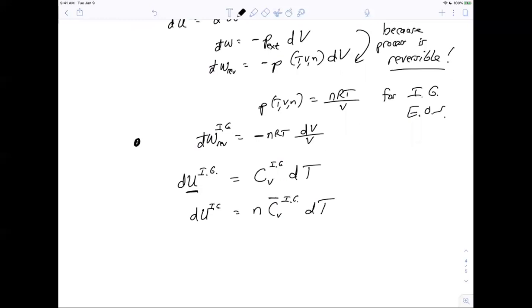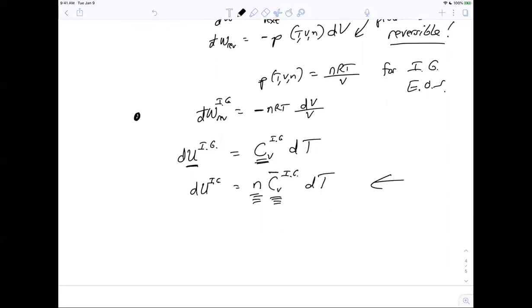CV bar, this guy, is molar. If we multiply it by n, we'll get the total CV, which is extensive. So we can write dU for an ideal gas is equal to n times the specific or partial molar constant volume heat capacity times dT. And we can write this expression because, again, U is only a function of temperature for an ideal gas. This came about from our discussion of the Joule free expansion, if you recall, or if you might have already read this in the text.